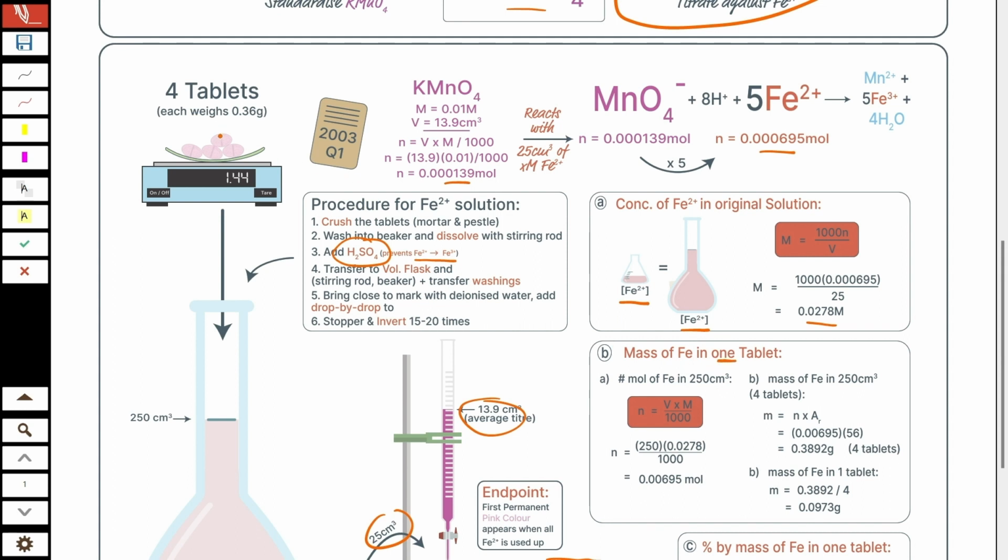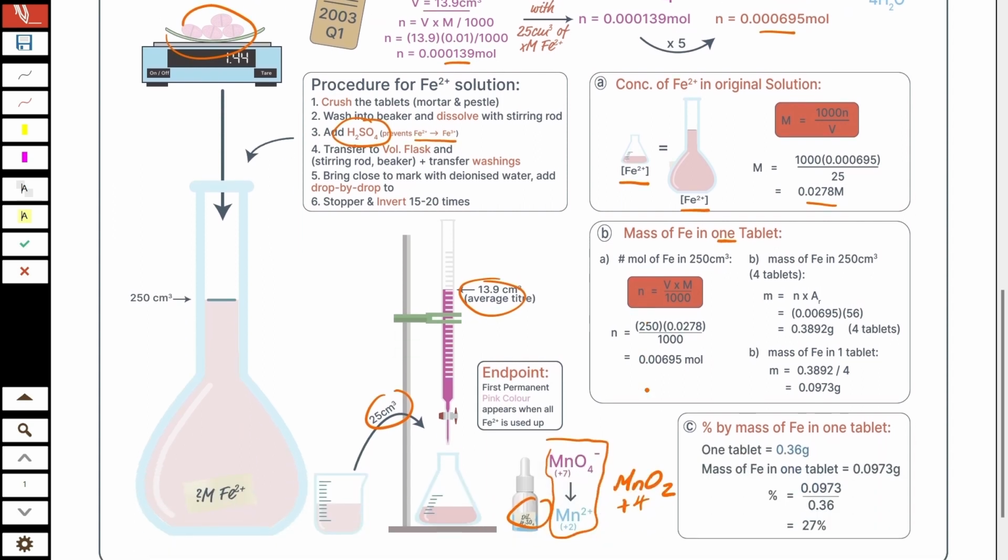Okay, now we want to find the mass of iron in one tablet. Okay, remember of course that we have 4 tablets originally. So here we want to find the number of moles in 250 centimeters cubed, because of course this is the solution that we got from 4 tablets of iron. Okay, so if this is the concentration, and we know we have a volume of 250 centimeters cubed, then we can get the number of moles in our volumetric flask. So it's 250 times the molarity over 1,000 gives us this number of moles. Okay, so this is the number of moles in here, in our volumetric flask.